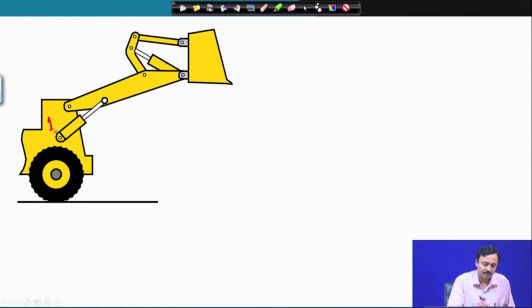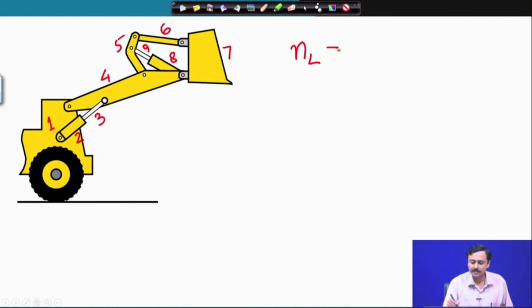So, ground is 1. I will consider that the body of the excavator is the ground. 2, 3, this quaternary link as 4, this ternary as 5, this binary as 6, the bin as 7, the cylinder of this actuator as 8, and the piston as 9. So, number of links is 9.